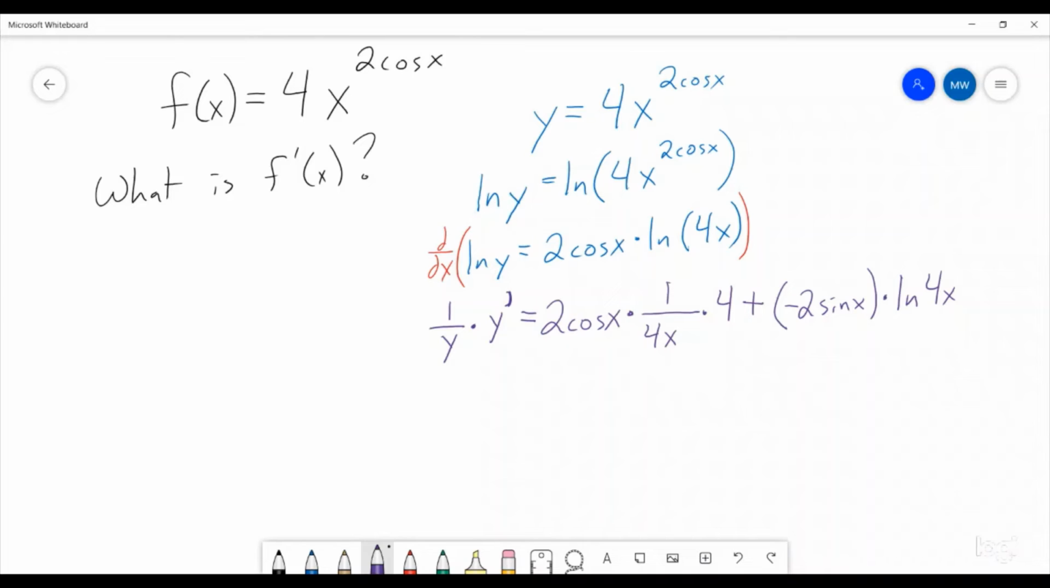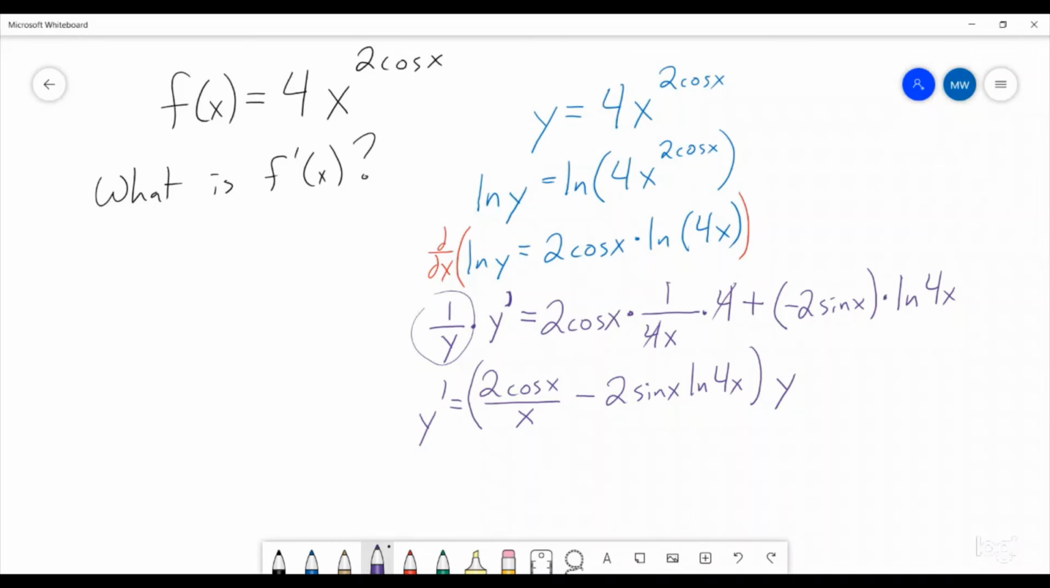And now we're going to piece all of this together, and we need to solve for y prime. So we get y prime is equal to, let's see, this 4 and that 4 can cancel, so we get a 2 cosine x over x minus 2 sine x ln of 4x. So we have all of that multiplied by y, because we needed to get rid of this piece on that side, so we multiplied it over.